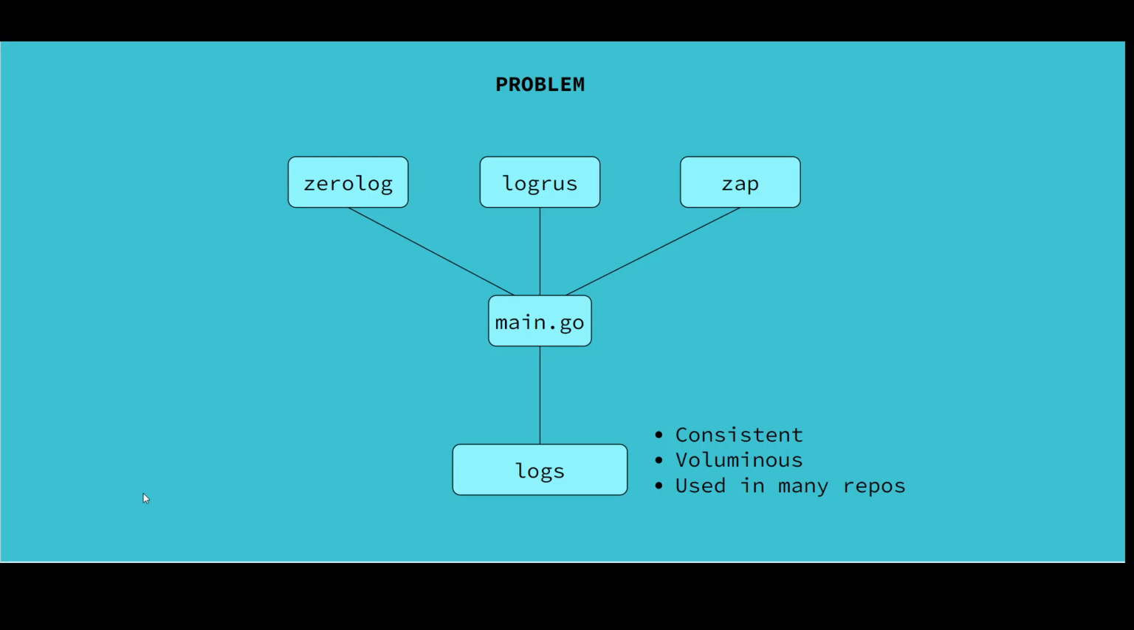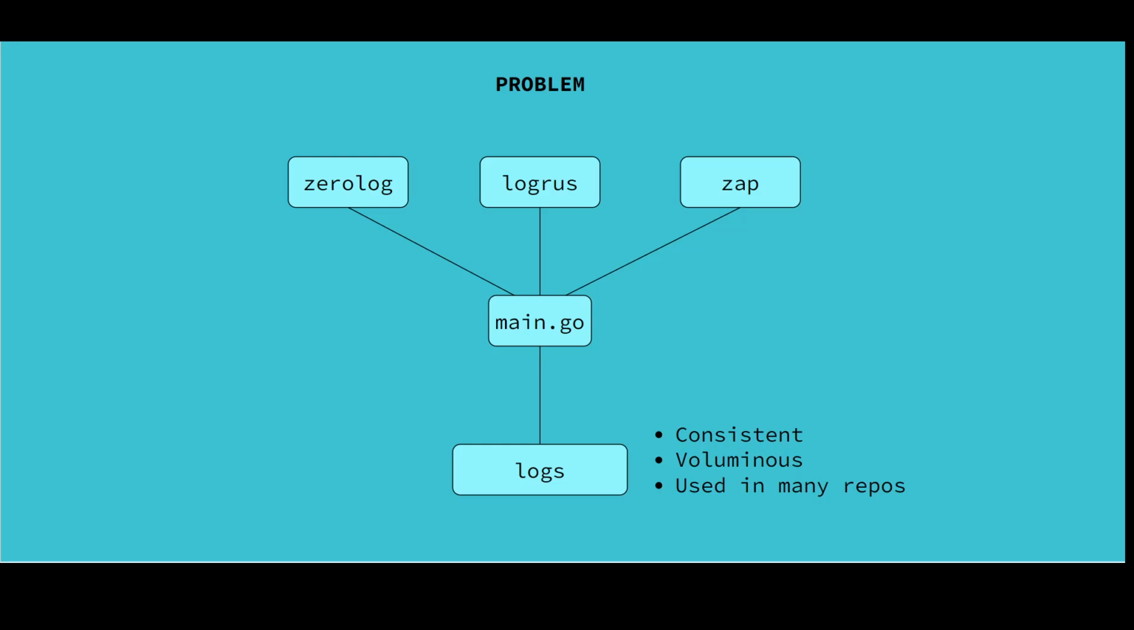The problem is that, as you can see on the bottom, I have mentioned three, and the log output is different for Zerolog, Logrus, and Zap, so there is a consistency problem. Also, these logs are very voluminous, so filtering becomes very difficult. And third, if we let this grow, the problem is only going to increase. Someone else will come with another popular structured logging library, and repos will start using it. That way, there will be a sprawl of logging in Golang.